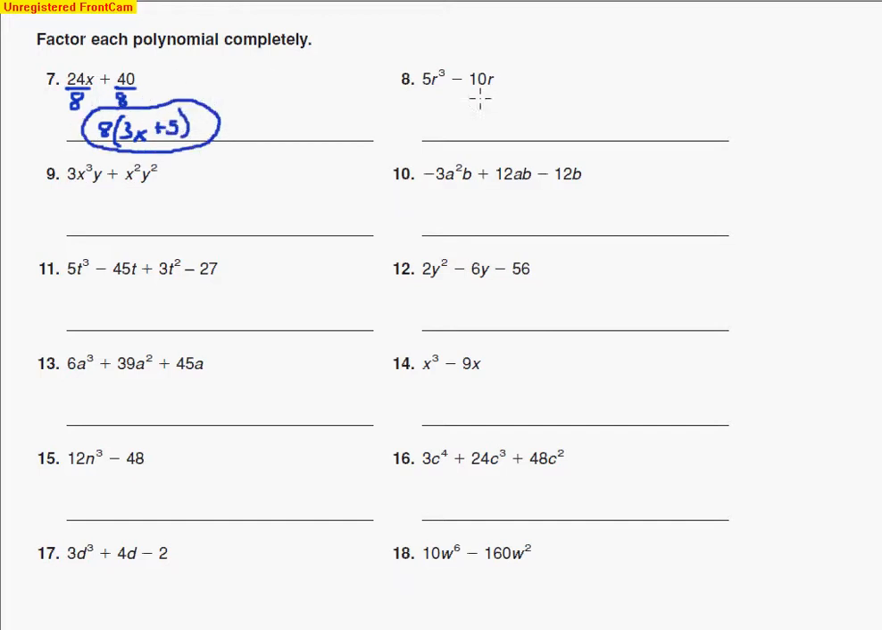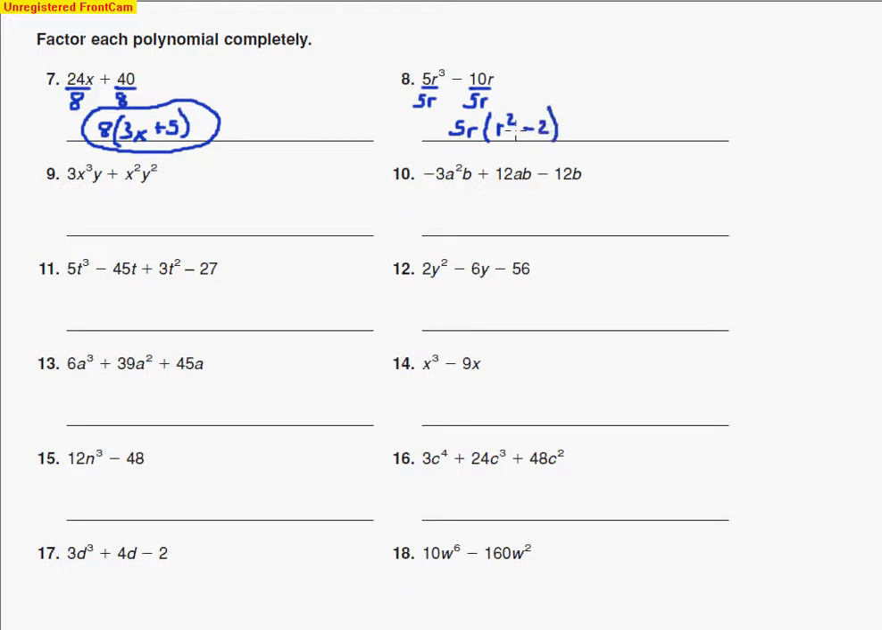Well, the next one, same sort of thing. This time we have some more variables involved in the problem. Well, first thing I look at is the numbers. What number goes into both the 5 and the 10? Well, that's just 5. And then I look at the variables. Well, this one has 3 r's, this one only has 1, so all I can do is pull out 1 r. And so that goes on the outside of the parenthesis, and I do some division. And when I do this, I end up with just r squared minus 2.